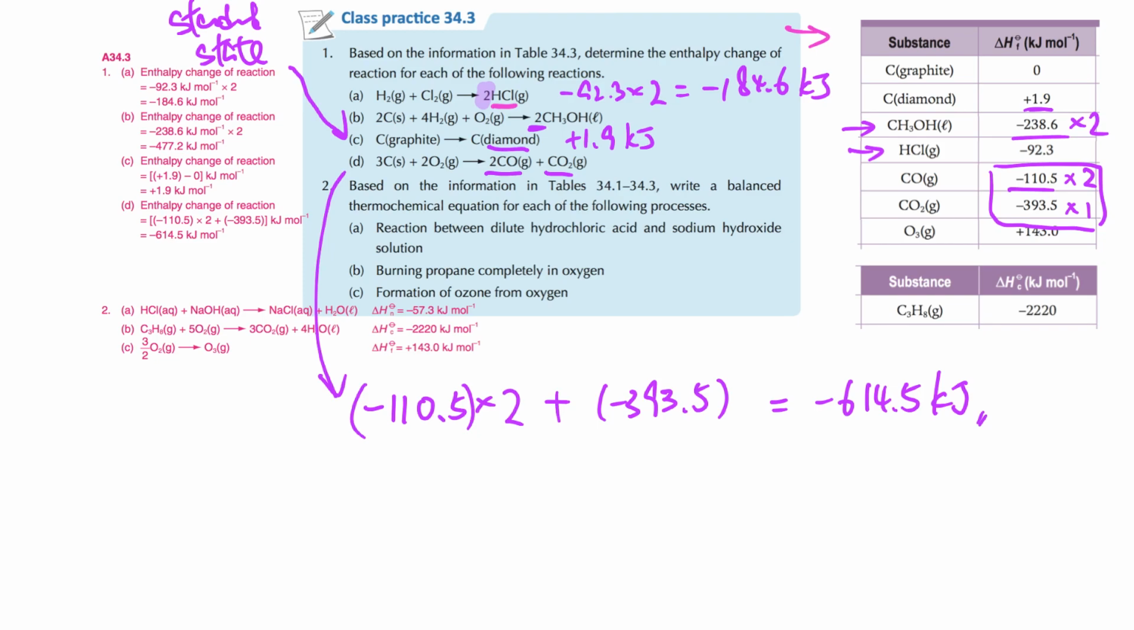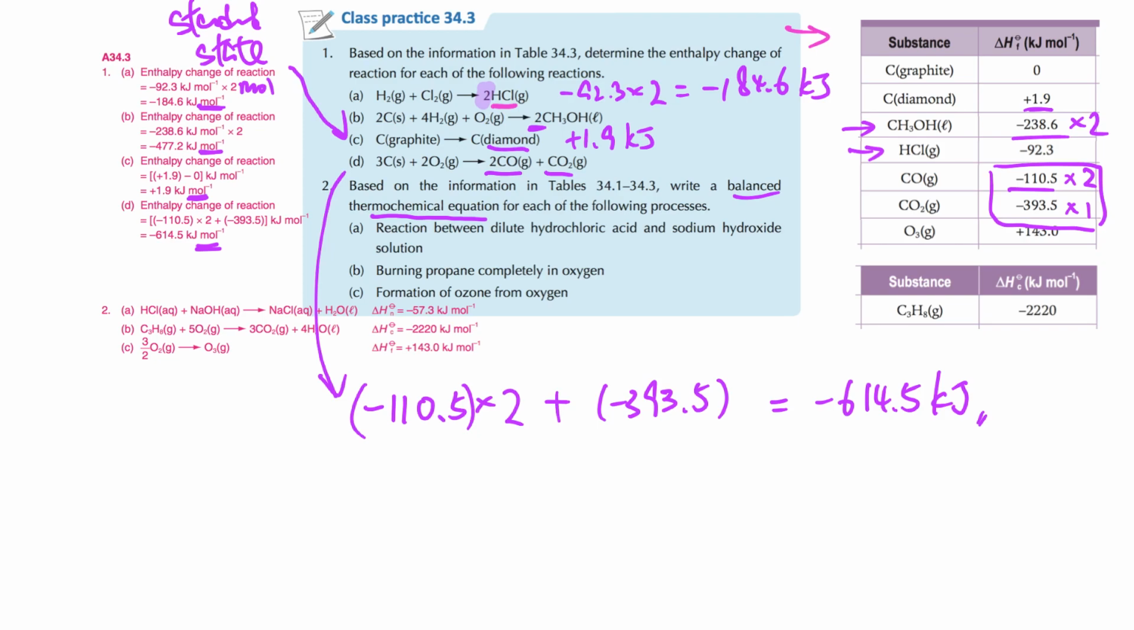For enthalpy change, I don't agree with this part, they have per mole here, to be honest, because enthalpy change will be just kilojoule, because you have already multiplied this by 2 mole and things like that, so the unit of mole has to be eliminated in the process. So question number 2, based on the information in table 33.1 and 34.3, write a balanced thermochemical equation for each of the following reactions.